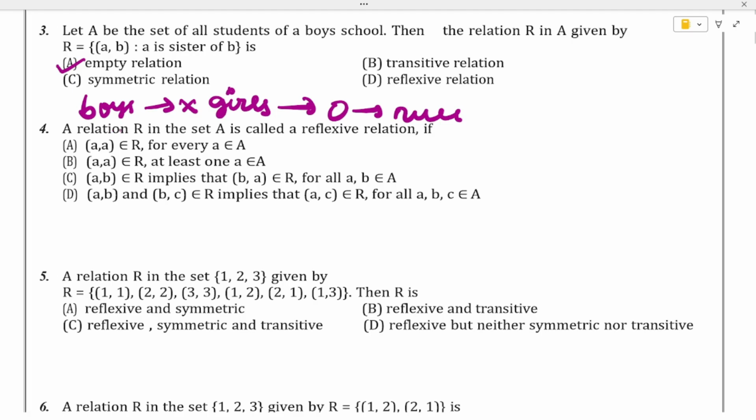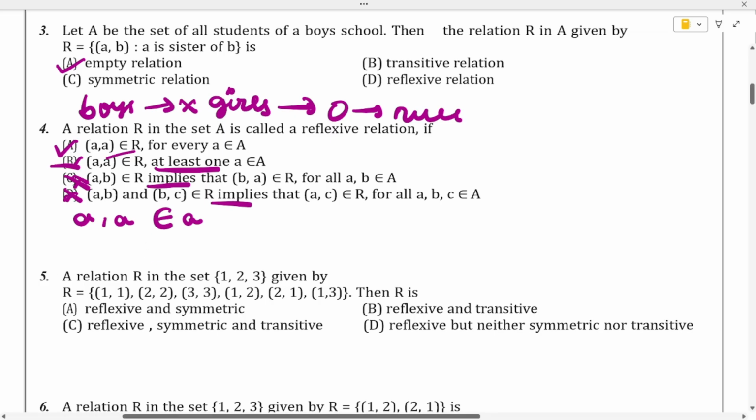Next is about a relation R in set A being called reflexive. Reflexive means (a, a), that is, each element should be related to itself. So the answer is the option (a, a). The other options have implications, so they cannot be the answer. Reflexive means this. Next we will be discussing symmetric, transitive and all, and you can understand all those concepts.